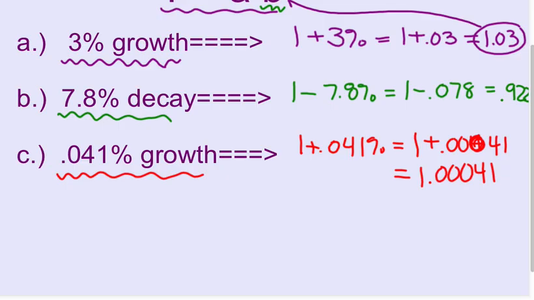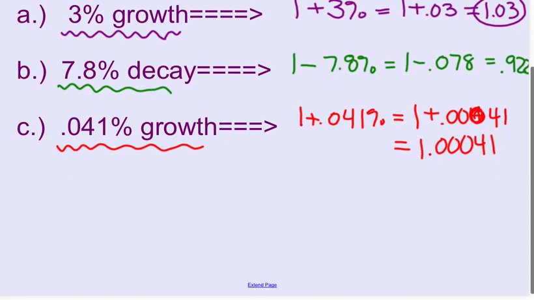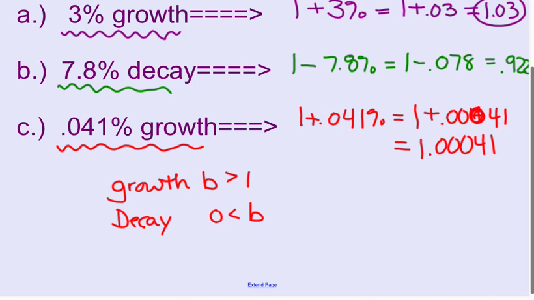Now let's have a little discussion here for a minute. When you have a growth rate, your B value is always going to be greater than 1. If you have a decay rate, it's going to be a fraction. Your B is going to be somewhere between a little bit greater than 0, but less than 1. So that's what you'll get out.